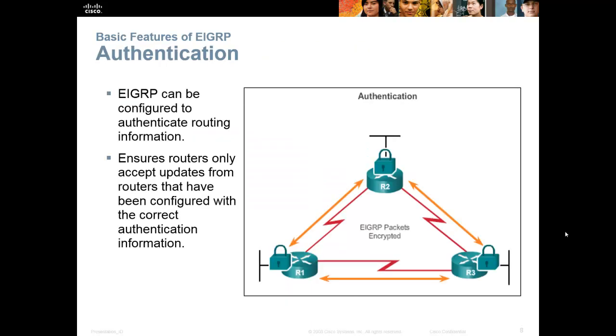All right. EIGRP supports authentication, so we can build keychains and have our routers authenticate to each other, so we're not sending updates to routers that we don't want to, things like that. And again, in your very secure networks, banks, anything financial, healthcare, we typically see authentication being used.